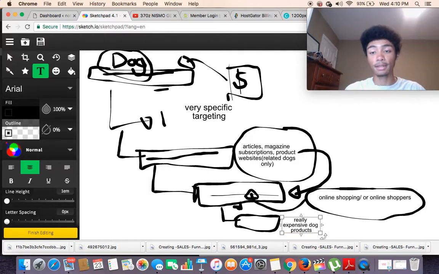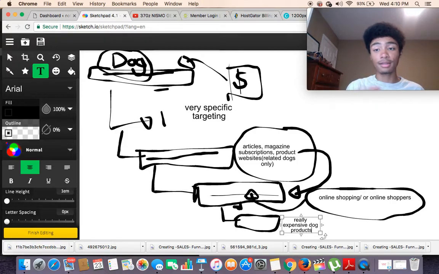Because if you think about it, if you're able to target and narrow it down all the way down to people that have only made purchases for really expensive dog products, or have made a recent purchase history of expensive dog products, just think about it. That means they're willing to spend this much money, let's say $1,000 for some type of cage or whatever. That means they're willing to spend that much money for a product.